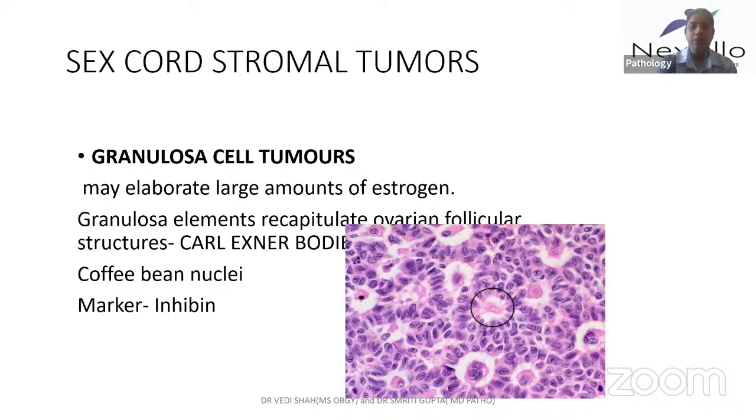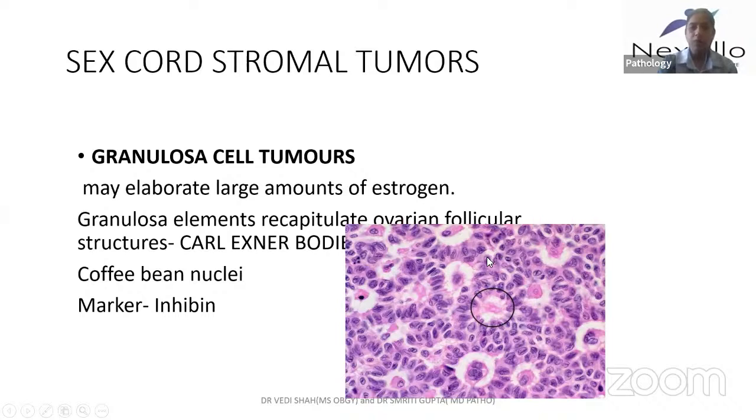So granulosa cell tumors, the granulosa elements, recapitulate similar ovarian follicular structures. If you see the picture, there's a circle, and you'll see that they look very similar to what a normal ovarian follicle would look like. These flower-like arrangements are called Call-Exner bodies. So if you recognize these structures in the microscopy, you can diagnose that it is a granulosa cell tumor. Also, if you focus on the granulosa cells, you'll see that the nuclei have slight grooving in between, and that is why these are called coffee bean nuclei.